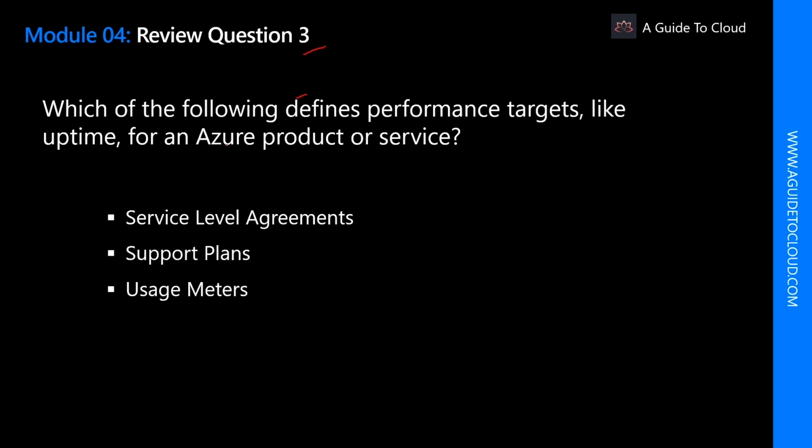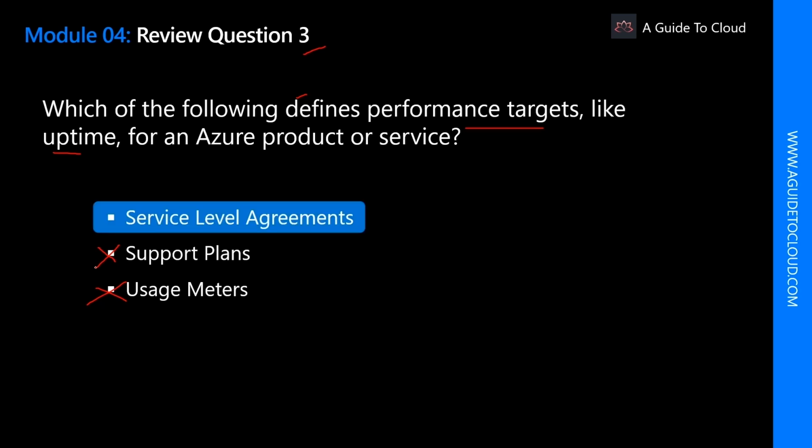Which of the following defines performance targets like uptime for an Azure product or service? So the key word here is performance target like uptime for Azure products and services. Is it usage meter? No, usage meter will give you different types of price indication for different services. Is it support plans? No. Support plans talk about different types of Azure support plans you can purchase from Microsoft. So the correct answer is service level agreements. Service level agreements, or SLA, define performance targets for an Azure product or service.